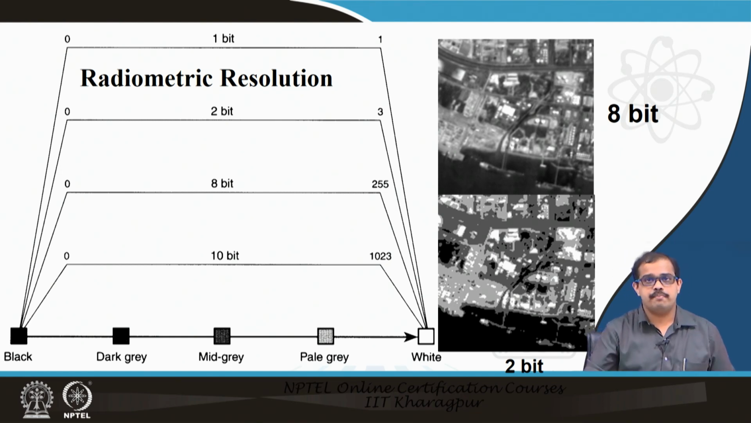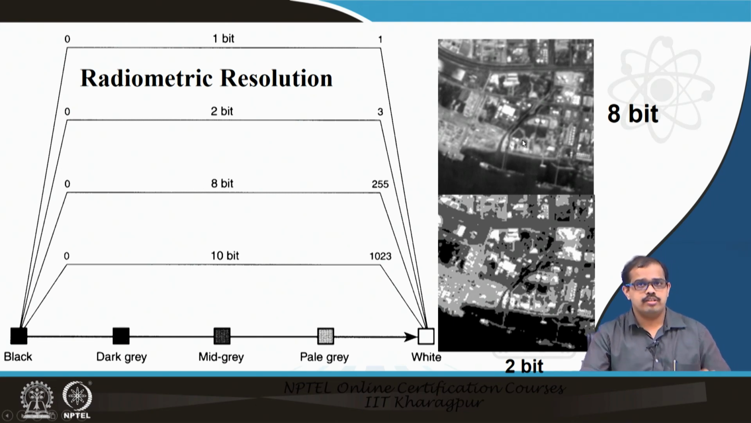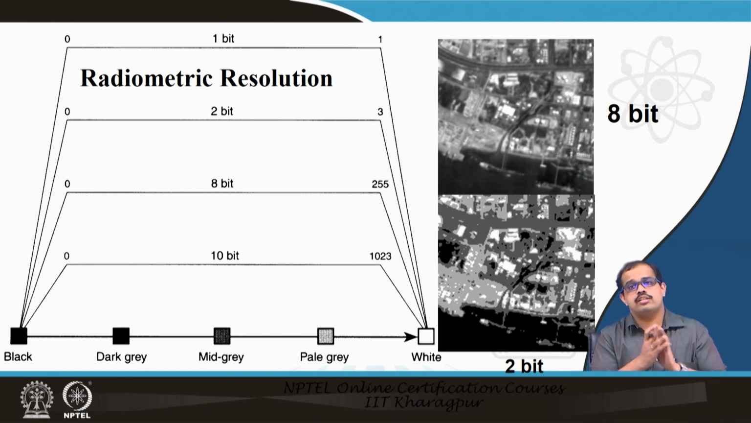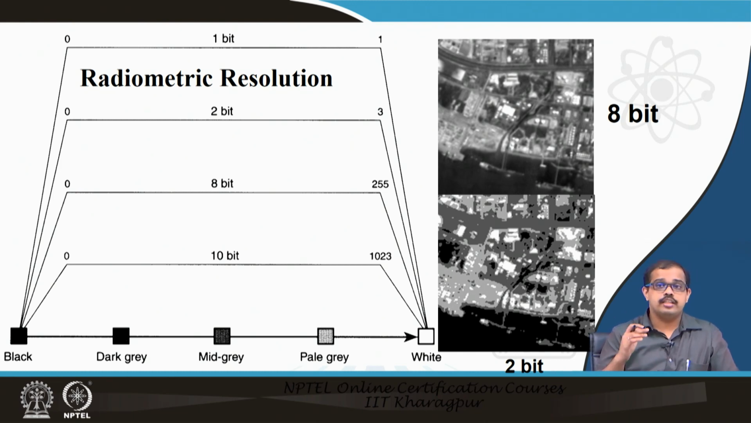Just to give you an example of 8-bit and 2-bit, if you look at it here, with 8-bit it is easier for you to understand different aspects on the earth surface, whereas in 2-bit it is very difficult for you to understand different objects on the earth surface, because it can distinguish only 4 different gray combinations, whereas 8-bit can look at many more gray combinations at different instants of time. That is why the higher the radiometric resolution, the better is the quality of your data, okay.